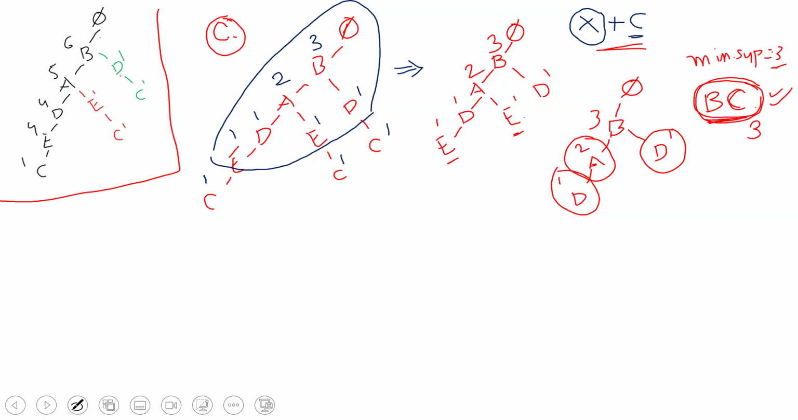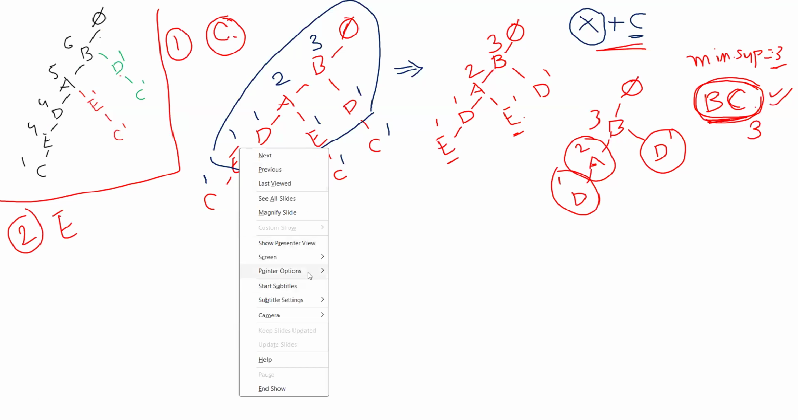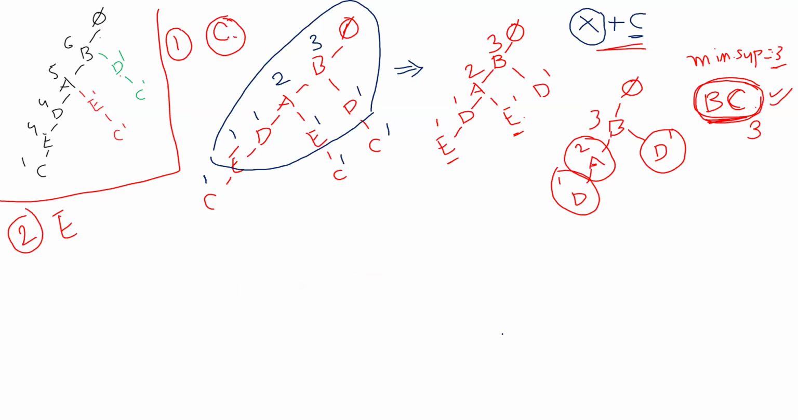Now that is done. As this was the first step, where we projected onto C, the second step is to project onto E. Now we have to project the same tree onto E. We need to keep on projecting the tree onto the different items that are available in this particular tree. C is done, so we have to ignore C. Now, when I project this tree onto E, the tree looks like this. How does it look?